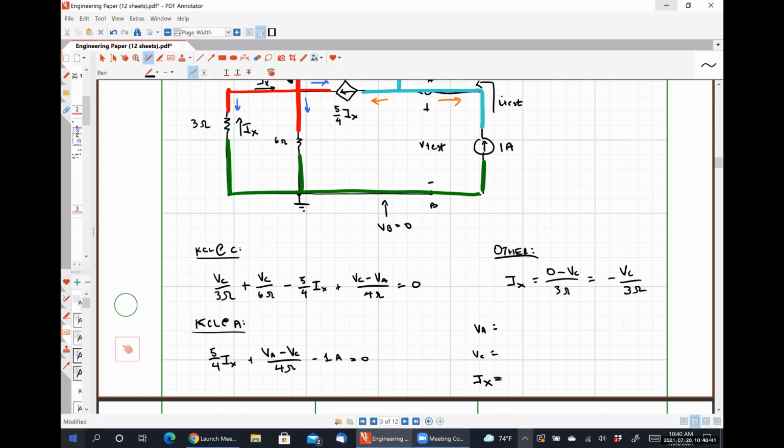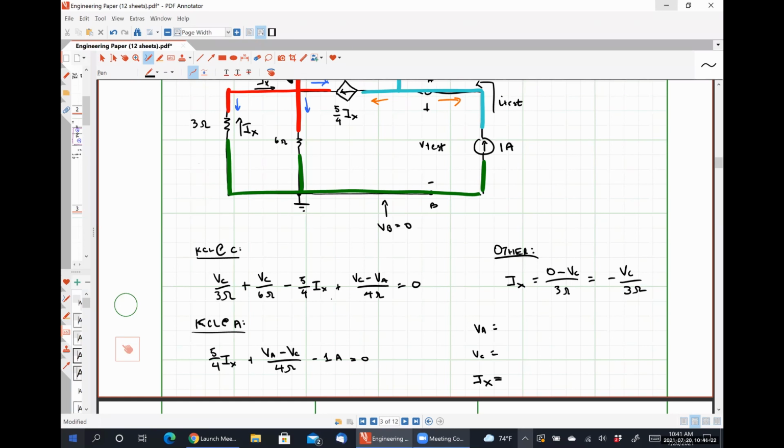So in my first equation, my coefficient for VA is -1/4. My coefficient for VC is 1/3 plus 1/6 plus 1/4. My coefficient for IX is -5/4. And my constant term is 0. So let's see, -1/4, 1/3 plus 1/6 plus 1/4, -5/4. All right, that all checks out.